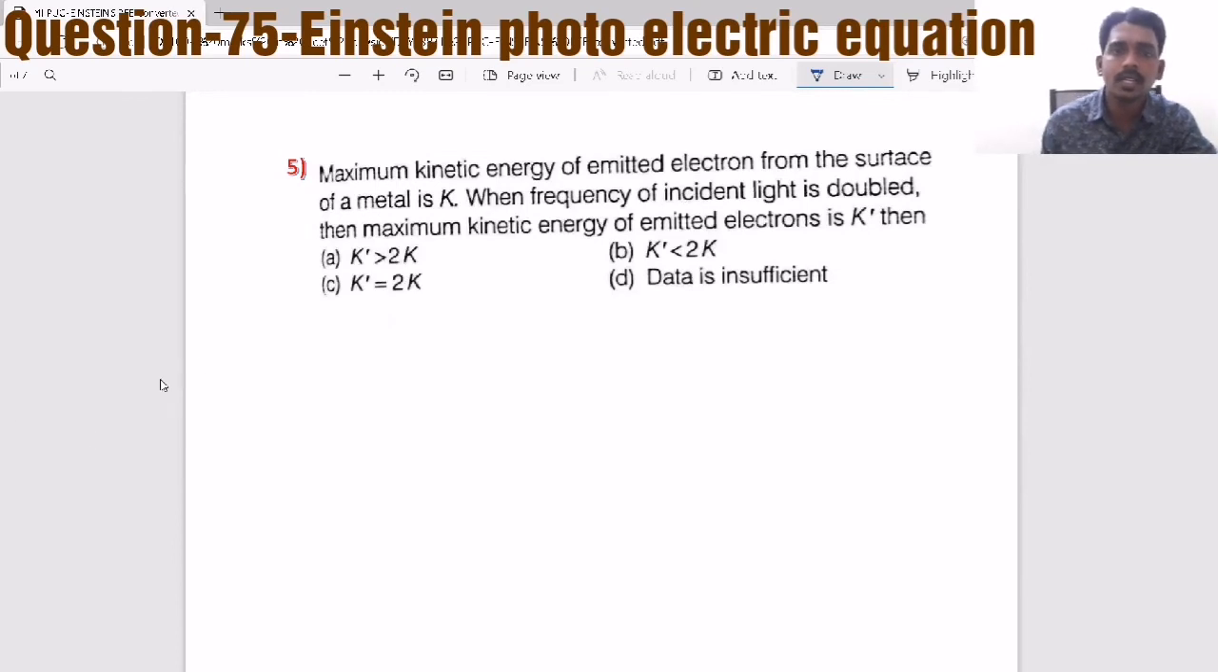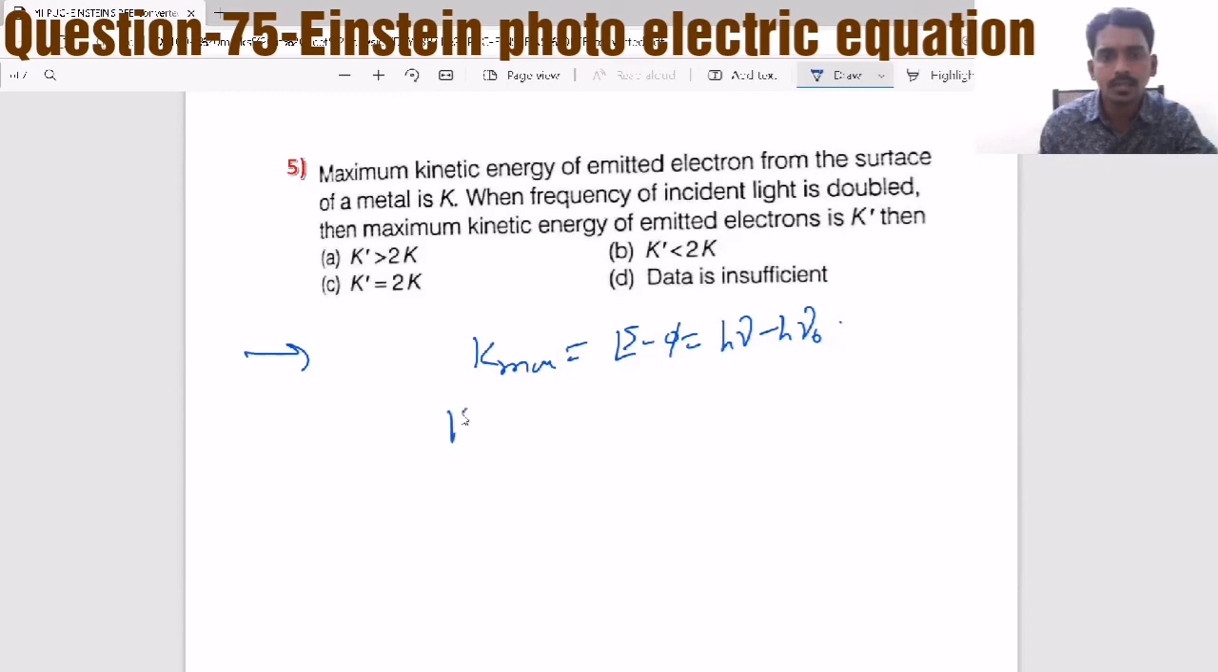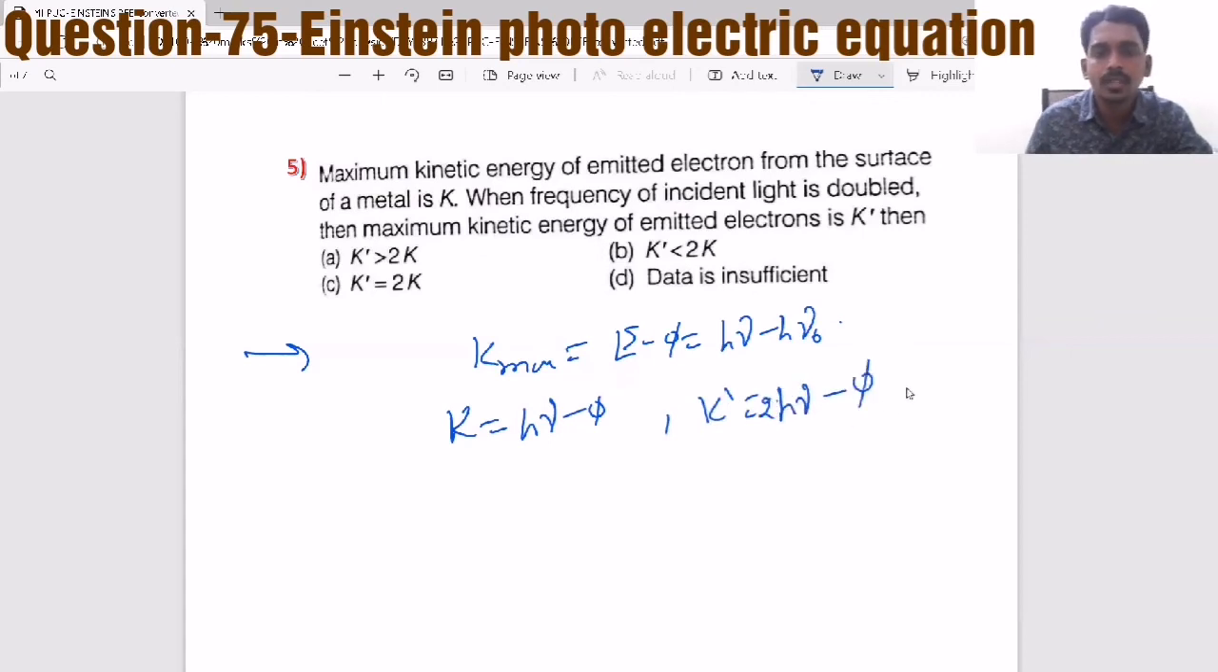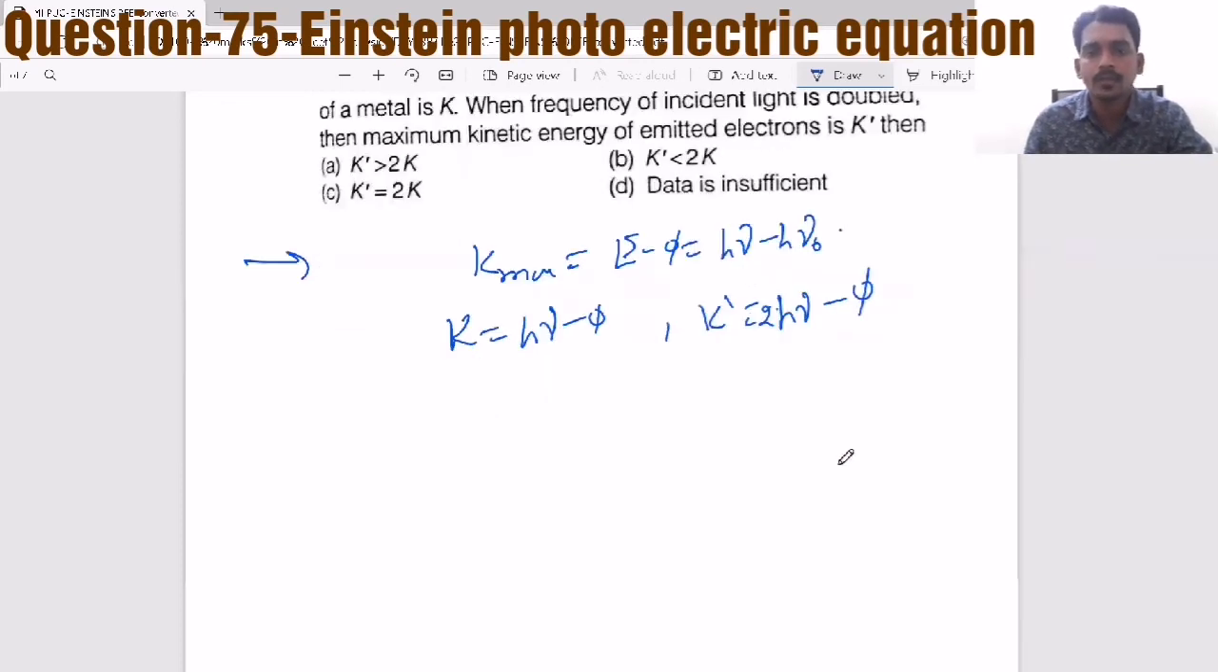Now, maximum kinetic energy of emitted electrons from the surface of a metal is K. So, the general formula for K maximum is E minus phi, or h nu minus h nu naught. Now, when the frequency of incident light is doubled, the maximum kinetic energy of emitted electrons is K dash. See, first K is h nu minus phi. Now K dash, when frequency became double, 2h nu, but work function remains the same. Now, we have to find the relation between K dash and K.